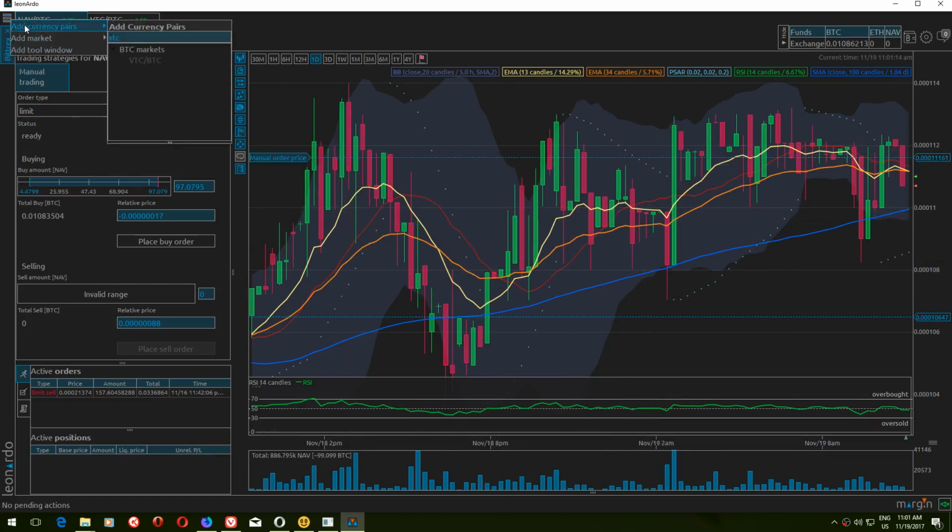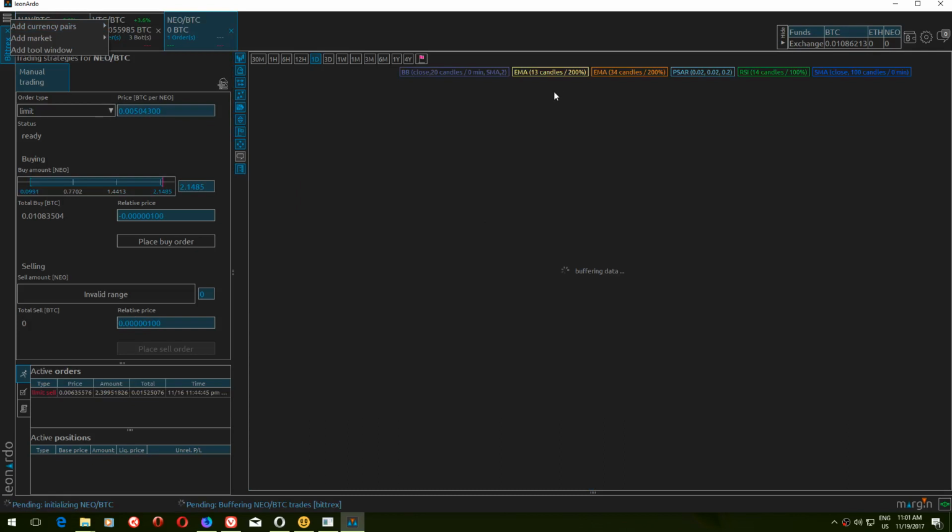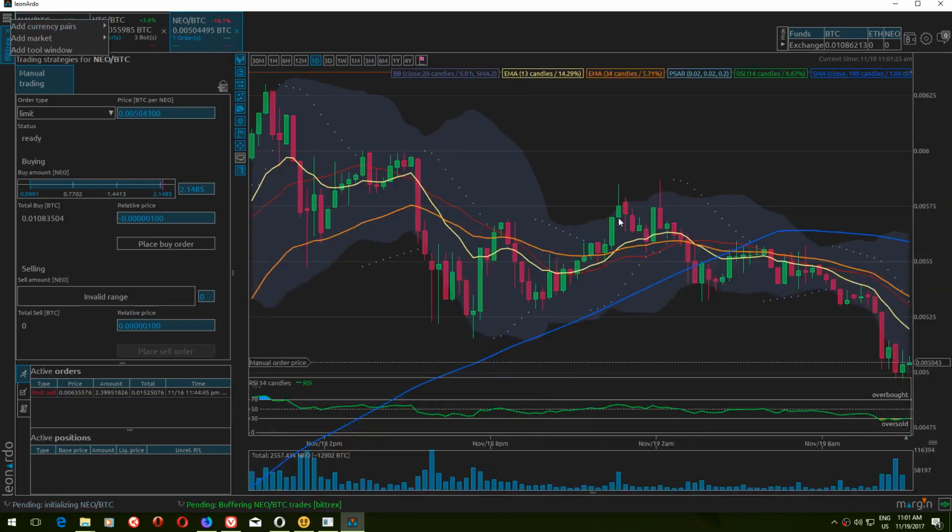So for example, now I'm going to choose another pair. Let's take a look at NEO and see what we got. It's just buffering here. As you can see, NEO is clearly on a downtrend because the long simple moving average is now above the short one, which is shown by the red thin line, a simple moving average outside of the Bollinger Bands. So that means right now it's going down because the average is below. That kind of indicates that as well.